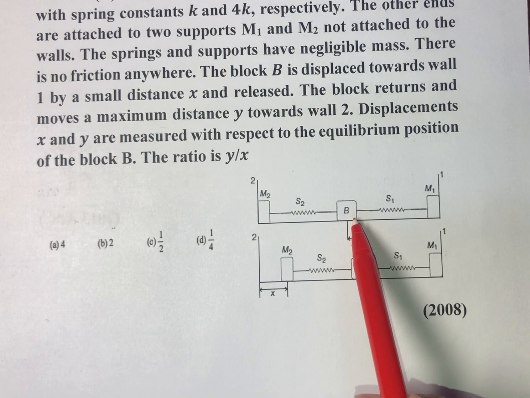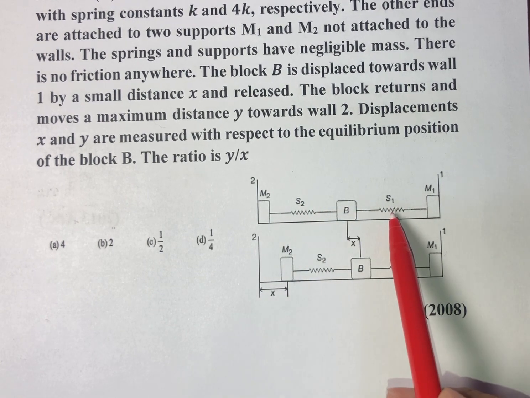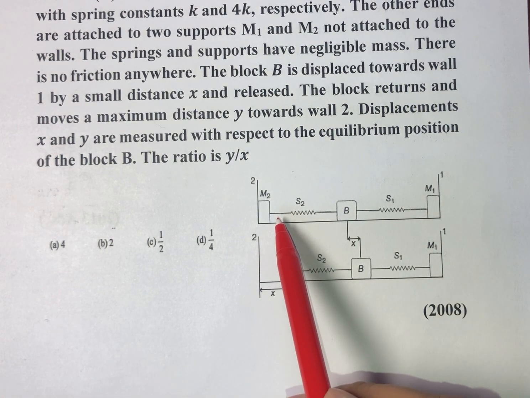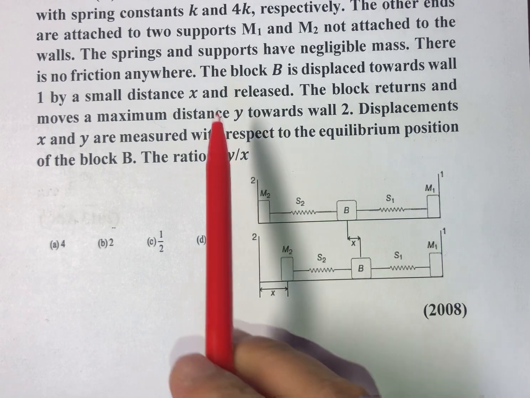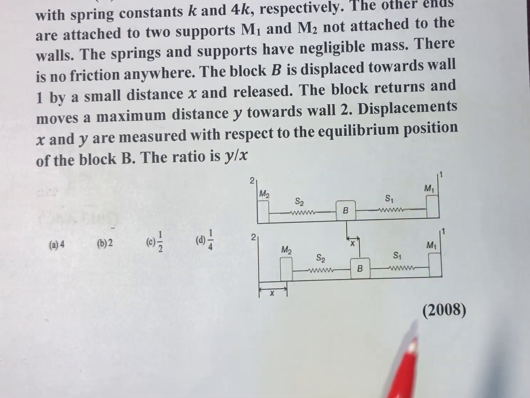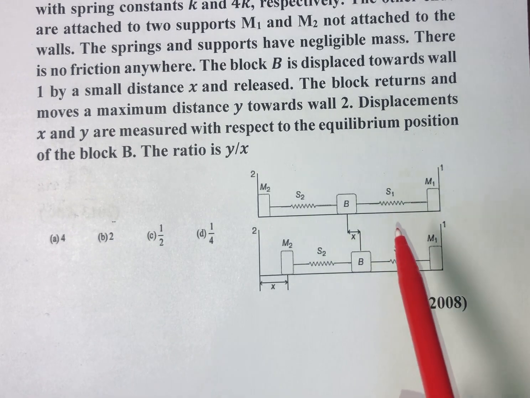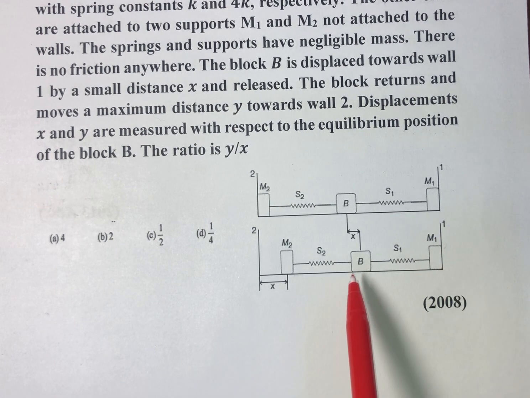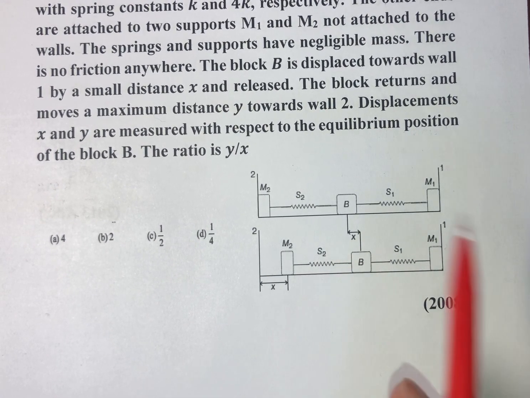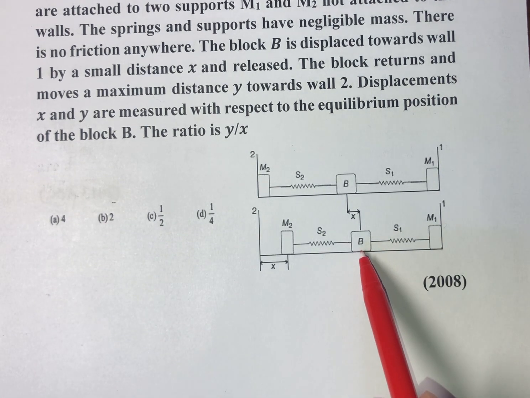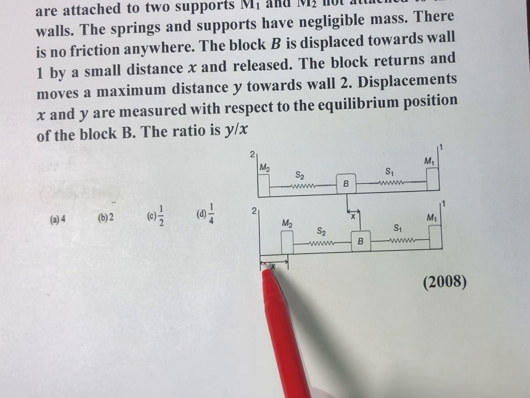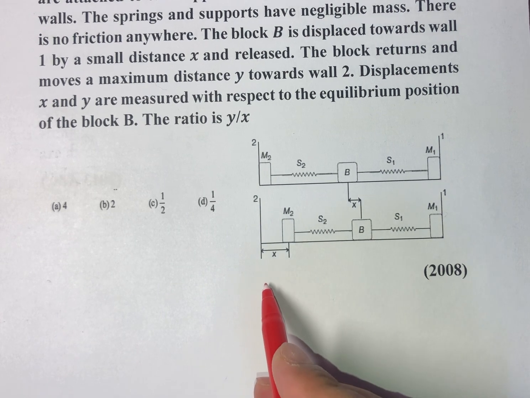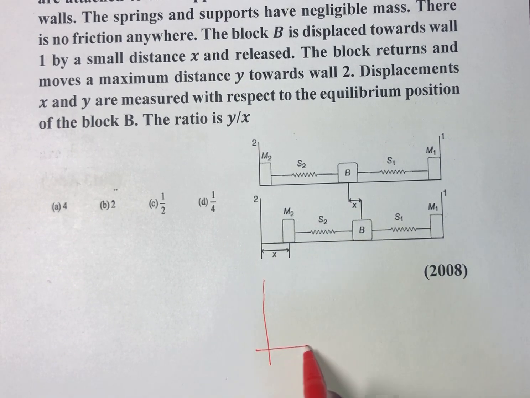So this is block B attached to two springs S1 and S2, and these springs are attached to M1 and M2, and these supports have negligible mass. So in the first case, block B is displaced towards wall 1 by a small distance x, and then it is released, and then this block B moves towards wall 2 by a maximum distance of y. So let us draw the diagram for that particular condition.